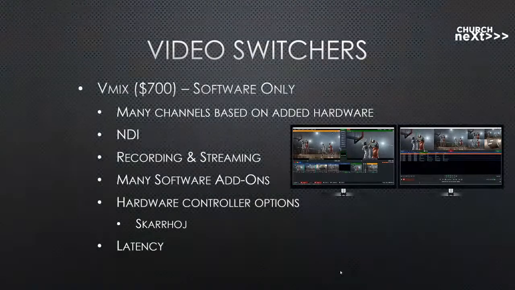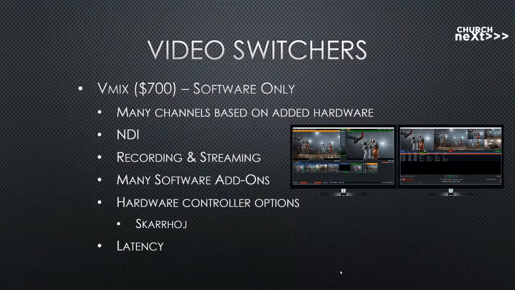It's $700 for the software, which has a lot of versions, but that's the one I'd recommend. It has a lot of channels, and I don't want to go into every feature on vMix, but it can do NDI. This is the first of the ones we've seen here that can do NDI, which we talked about in a previous webinar, which is a network interface for getting cameras in. It's great for recording and streaming. It has interactivity with social networks. Just a ton of features in there.